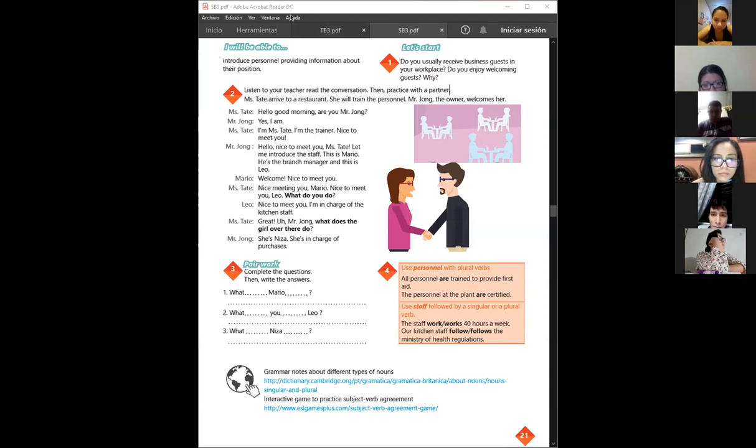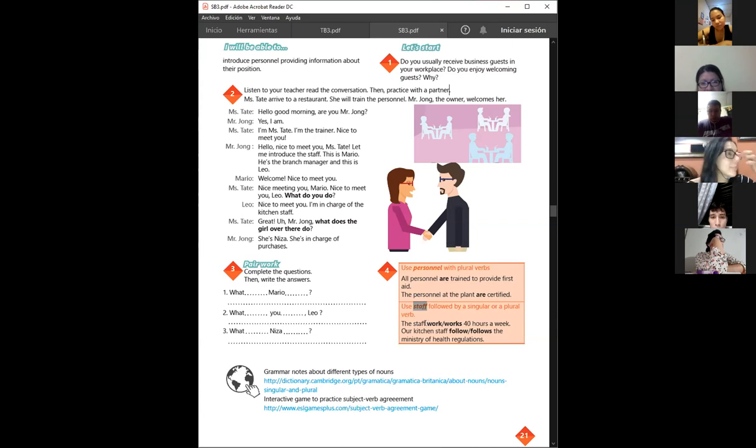Now we go to this part: the use of personnel with plural verbs. And we use staff followed by a singular or a plural verb. For example, all personnel are trained to provide first aid. The personnel at the plant are certified. If you see, we use are. Personnel, we use with plural verbs.